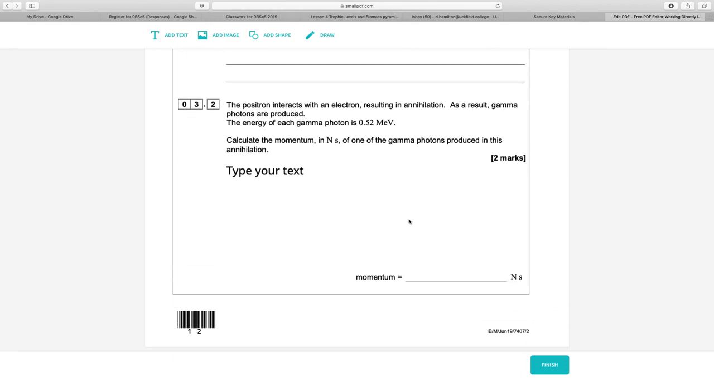3.2 then, calculate the momentum of one of the gamma photons producing this annihilation. The energy of each gamma photon, 0.52 MeV. So you're going to convert your MeV into eV. So you're going to get 5.2 times 10 to the 5 eV. There's my first step. Then convert that into joules. And then use p equals E over c to get me my momentum. 2.77 or 2.8 times 10 to the minus 22 newton seconds.